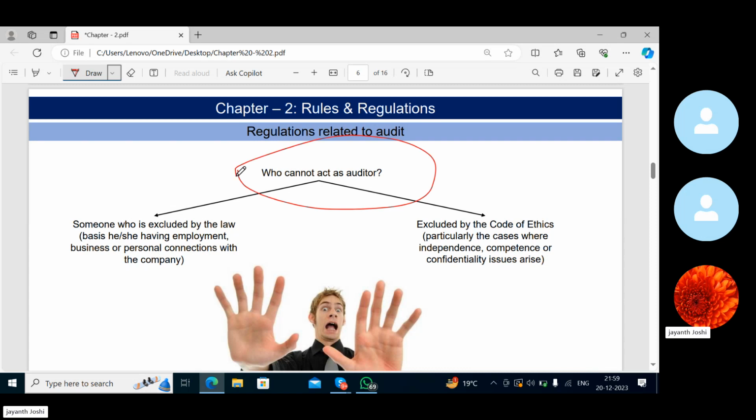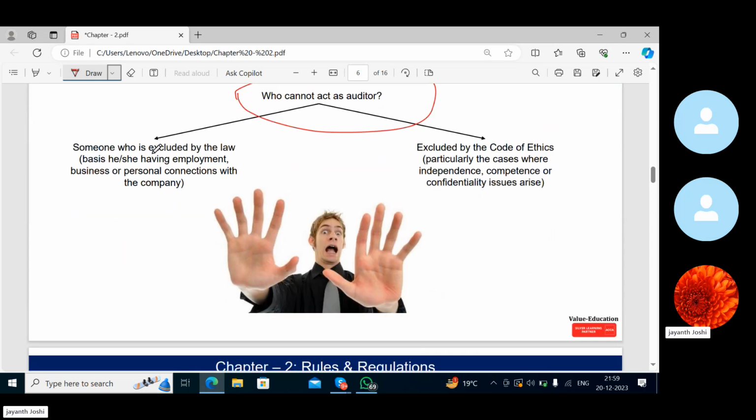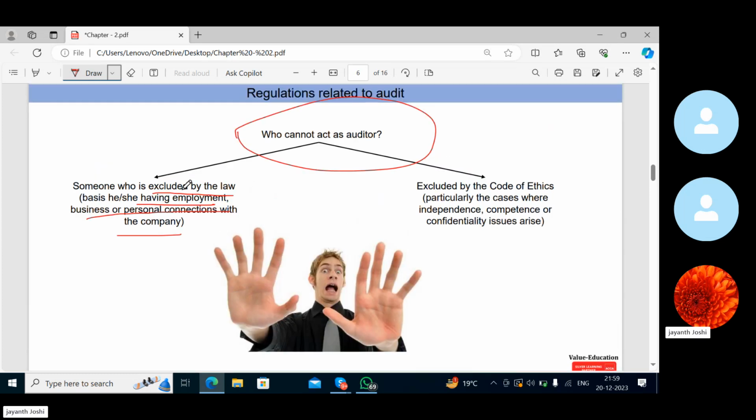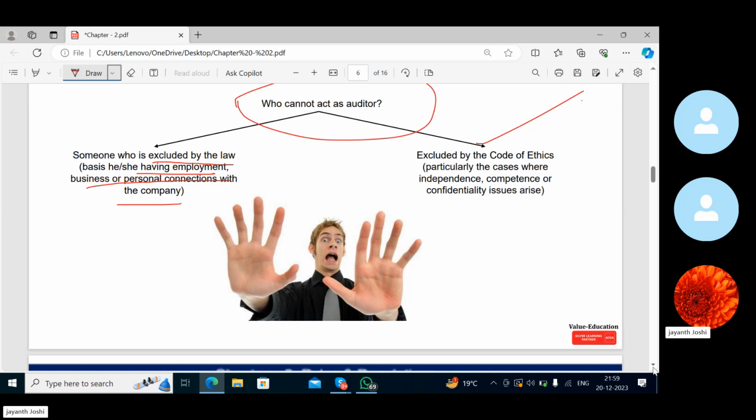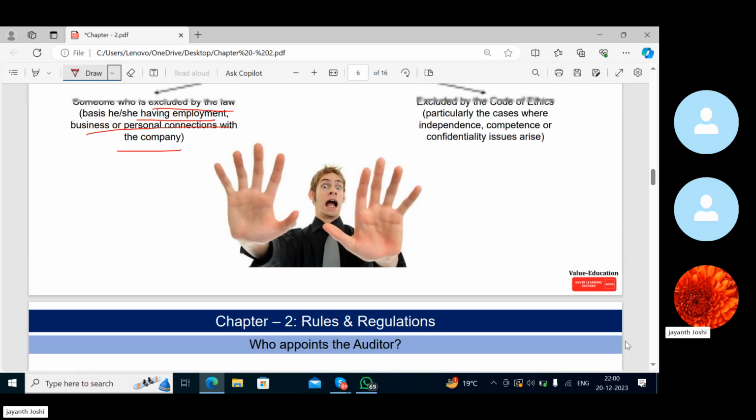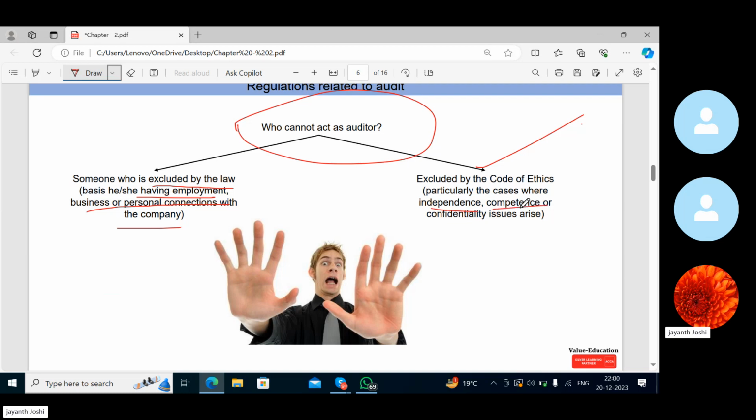Who cannot act as an auditor? Someone who is excluded by the law. That means someone who is in employment or has some business or personal connections with the company. If they are a related party or very much connected with the company, they cannot do a fair audit. They cannot do an audit, first of all. And then as per the code of ethics, someone who is barred from doing an audit, or someone who is not a member, cannot do audits, right? And the point here says, particularly the cases where independence, competence or confidentiality issues arise. Someone who is not independent, that means they are having some connections with the company.